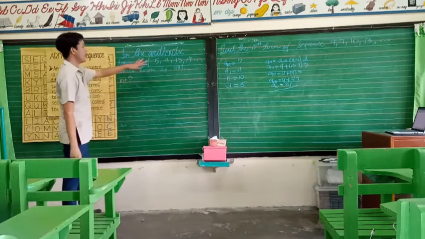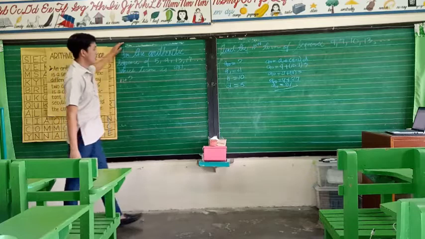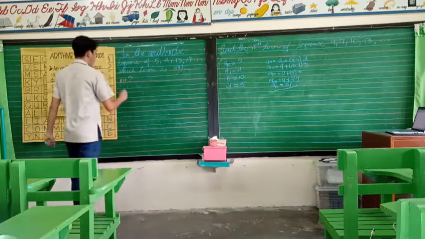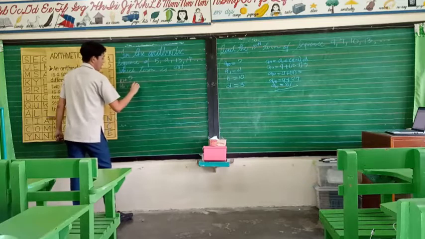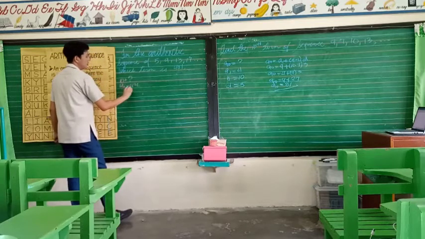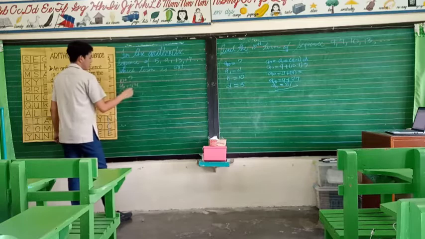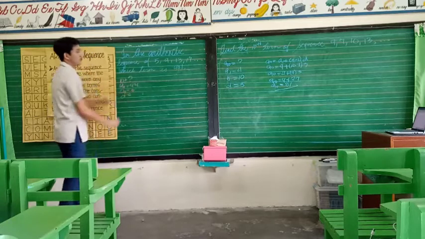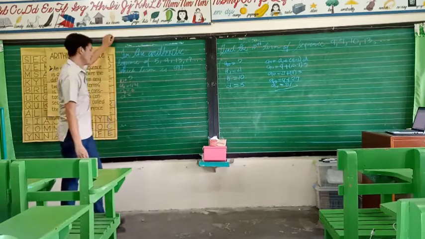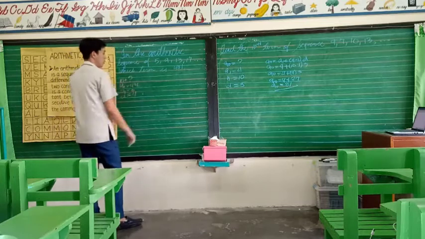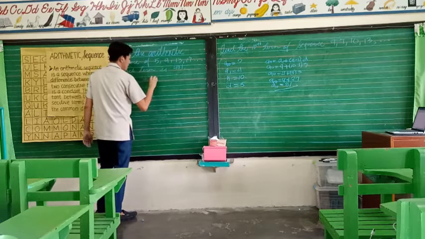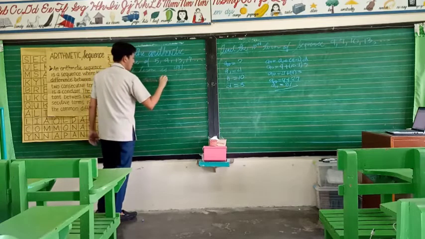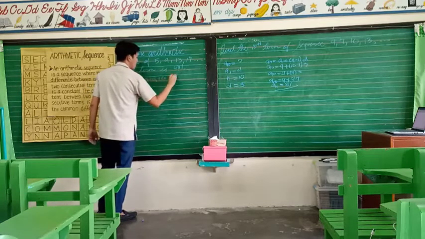Our a sub n here is given, which is 401. So for a sub n, write 401. And our first term is 5. What's the common difference of this? 4. Okay, very good. Same procedure, write the formula: a sub n is equal to a sub 1 plus the quantity n minus 1 times d.